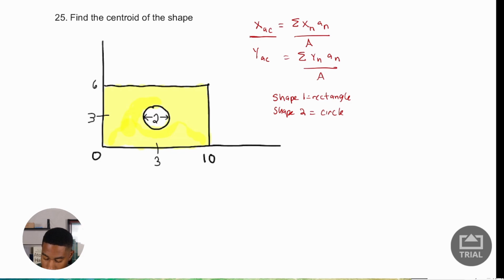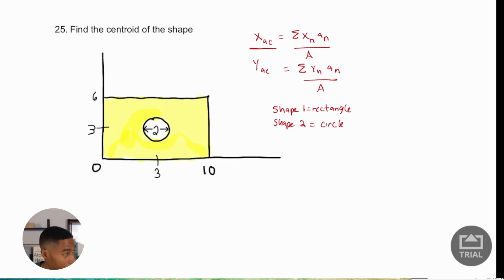So we'll look at shape 1. We'll say for shape 1, that the x sub n from here to here is going to be, I would say, the halfway point of this rectangle, just the rectangle, is going to be 5. So that's our x sub n. All right, so we'll say for shape 1, we'll say 5. And then we want to multiply that by the area of the shape, which is just 10 times 6.